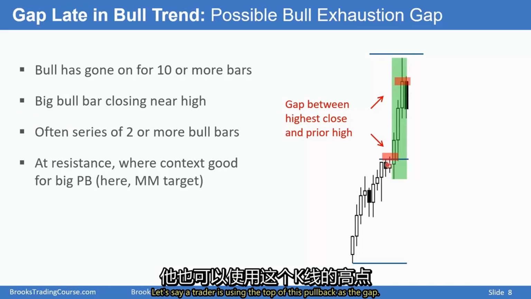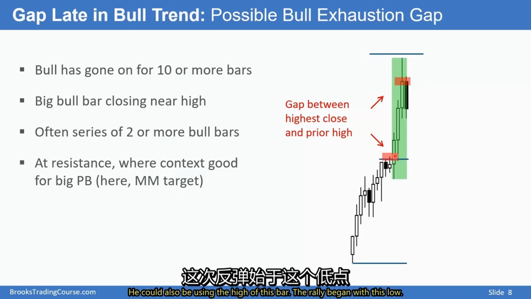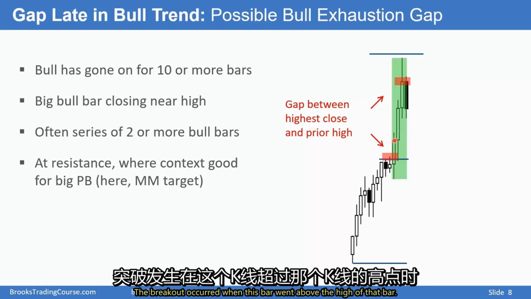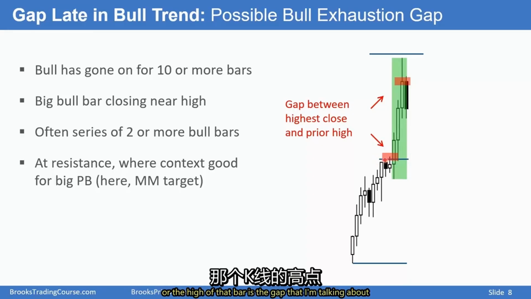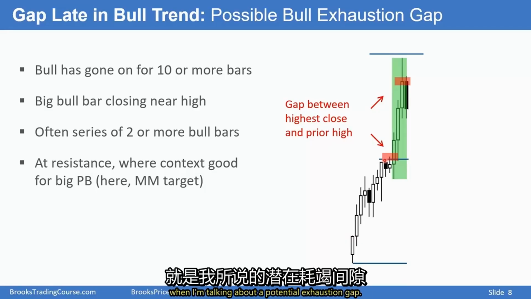Let's say a trader is using the top of this pullback as the gap. He could also be using the high of this bar. The rally began with this low. The breakout occurred when this bar went above the high of that bar. So either the high of this bar or the high of that bar is the gap that I'm talking about when I'm talking about a potential exhaustion gap.